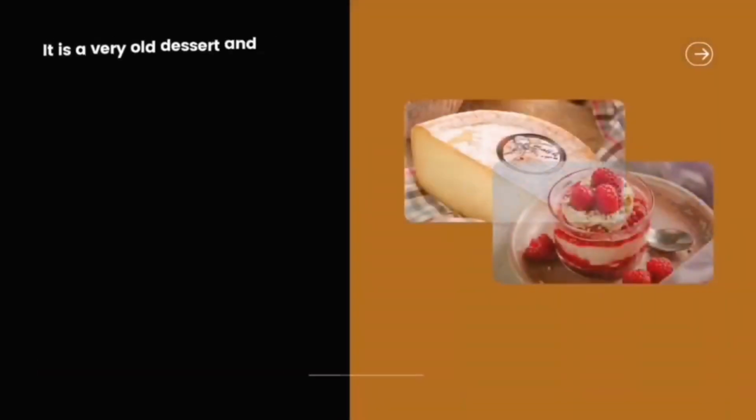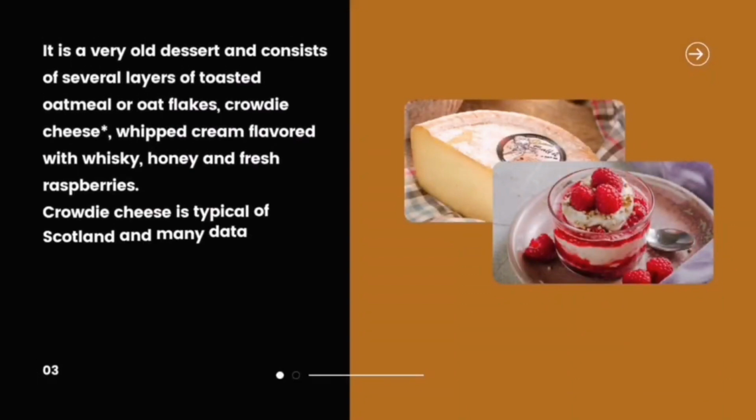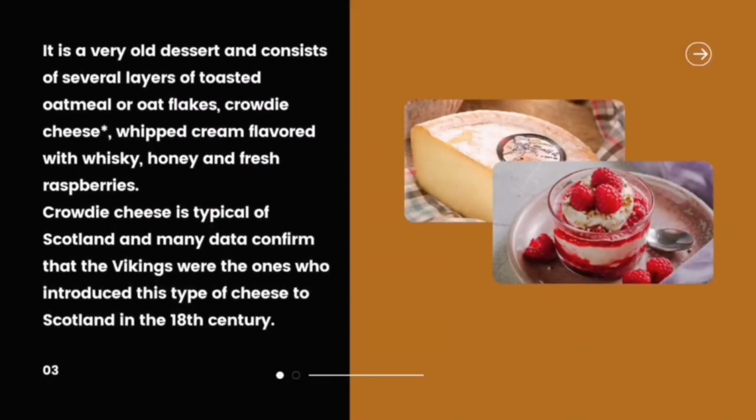It is a dessert and consists of several layers of toasted oatmeal or oat flakes, curd cheese, whipped cream flavored with whiskey, honey and fresh red berries. Curd cheese is typical of Scotland and many say that the Vikings were the ones who introduced this type of cheese in Scotland in the 18th century.